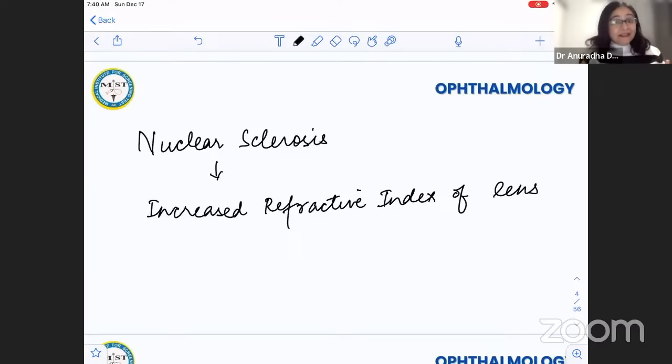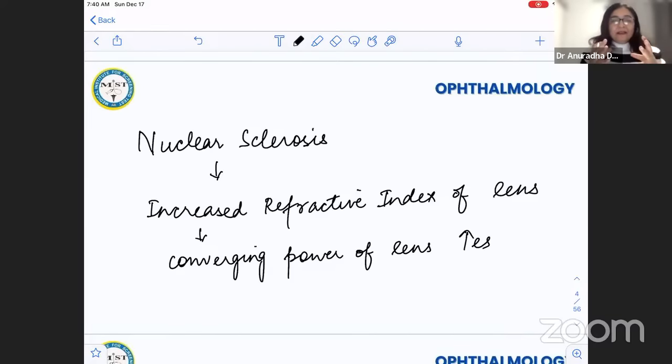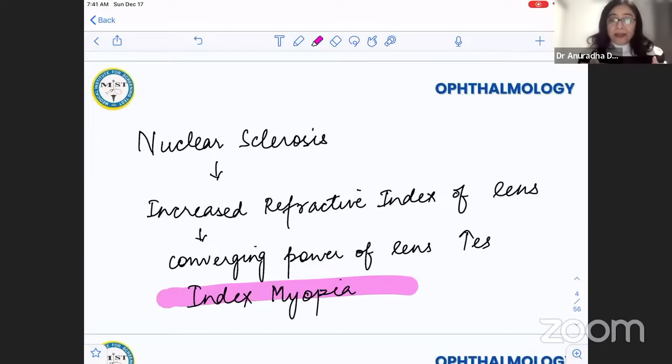So the refractive index increases. When the refractive index of the lens increases, the converging power of the lens, and of course the eye, increases. When converging power increases, it is called index myopia. Remember, beta, we have done this in the classes, you know this. It is called index myopia. The eye has become myopic due to increase in the refractive index of the lens. Because of this, the patient is able to see near clearly without the use of any glasses.